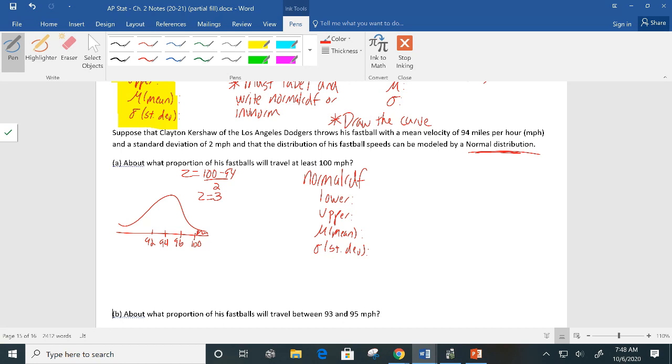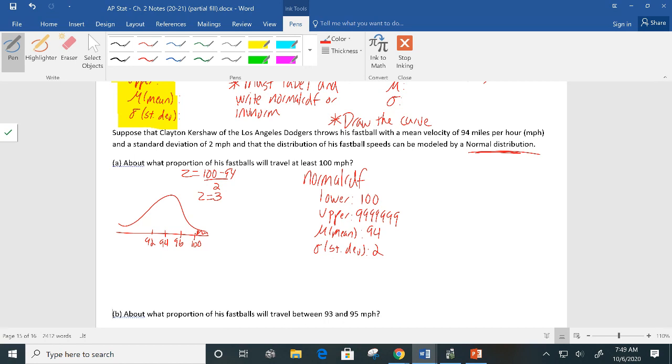At least 100 miles per hour means, looking at my picture, the lowest value that I care about is 100 miles per hour. The upper bound, technically I'm going from 100 to infinity, anything above 100 miles per hour. I can't put infinity in the calculator, so I'm just going to put a really big number, 999999999. Again, technically we're going to infinity, but I can't put that in. The mean for this particular problem is 94, and the standard deviation is 2.